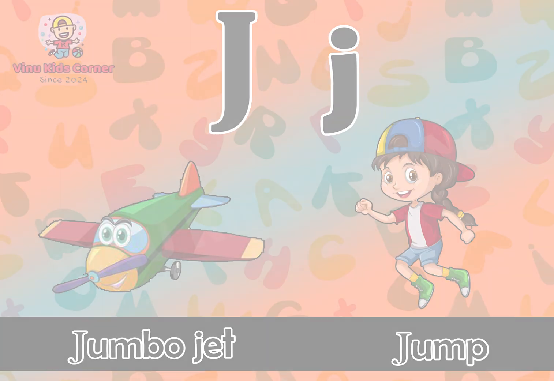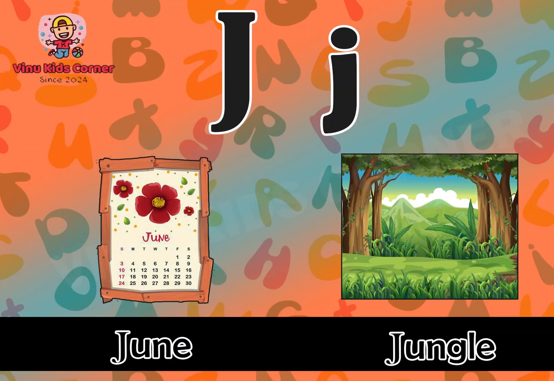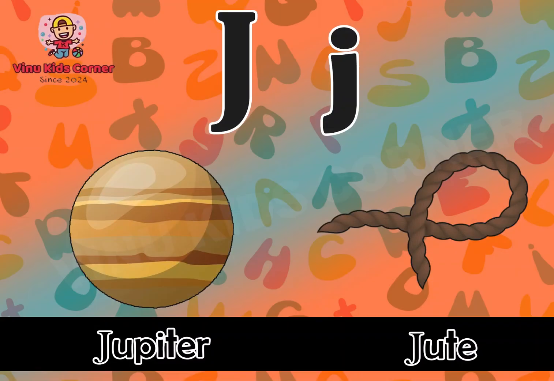J is for jump. J is for June. J is for jungle. J is for Jupiter. J is for Jute.